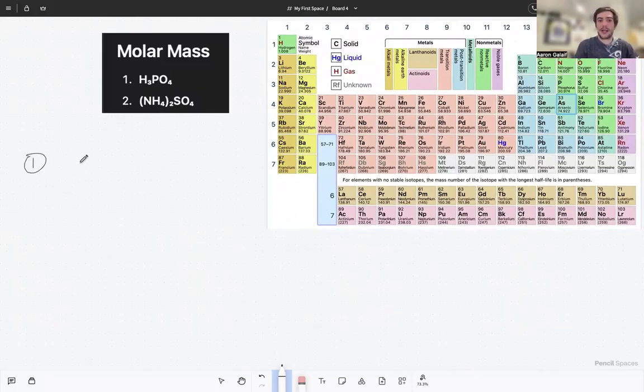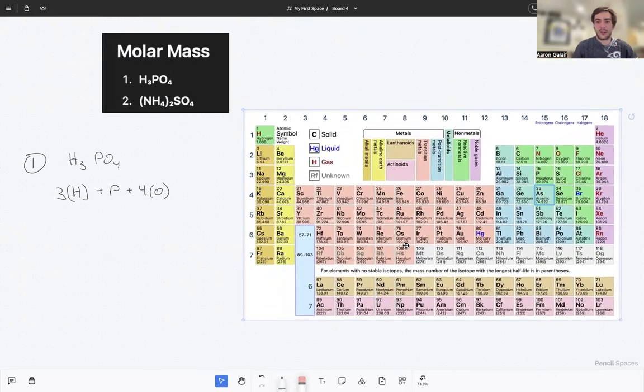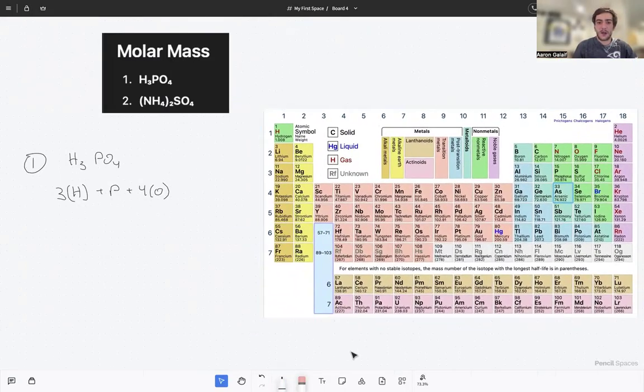So the first thing we're going to do is look at number one. We're going to identify how many of each element we have. Here we can see there are 3 hydrogens. We're going to add that to 1 phosphorus, and we're going to have to combine that with 4 oxygens. Just that simple. And then what we need to do, and let's lower this periodic table so we can actually see it, is go ahead and take those values from the periodic table.